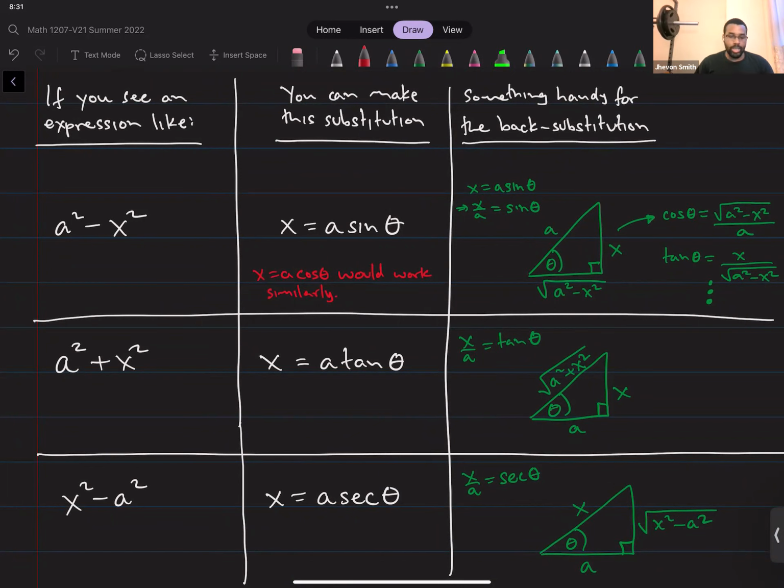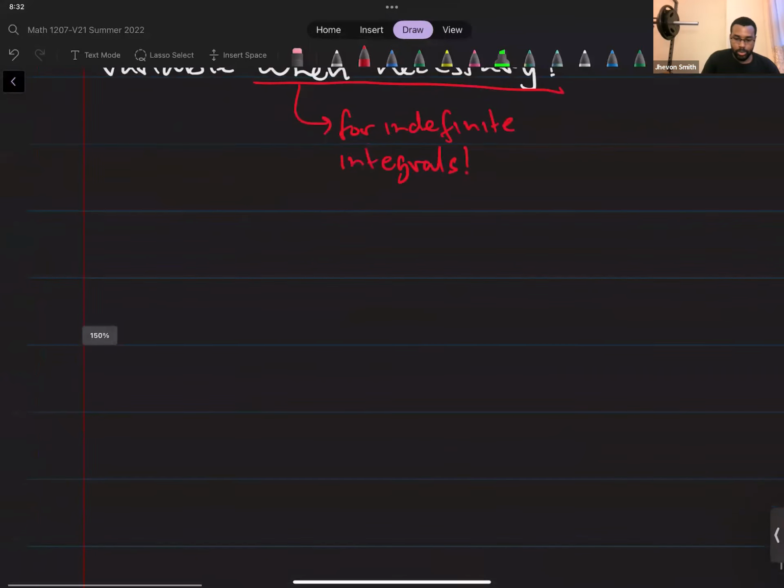The idea is when I see something like the expression on the left, I will make a substitution like the second column. And it's going to be hopefully a nicer situation. So let's do some examples.